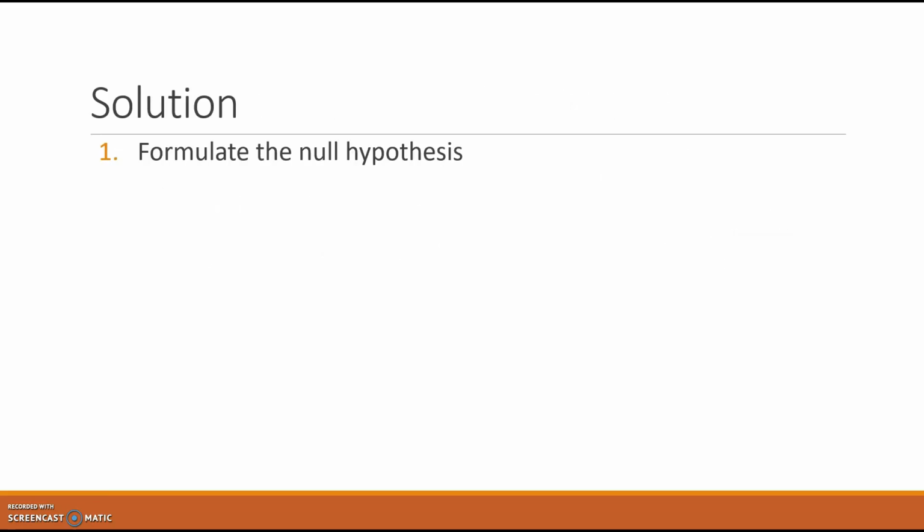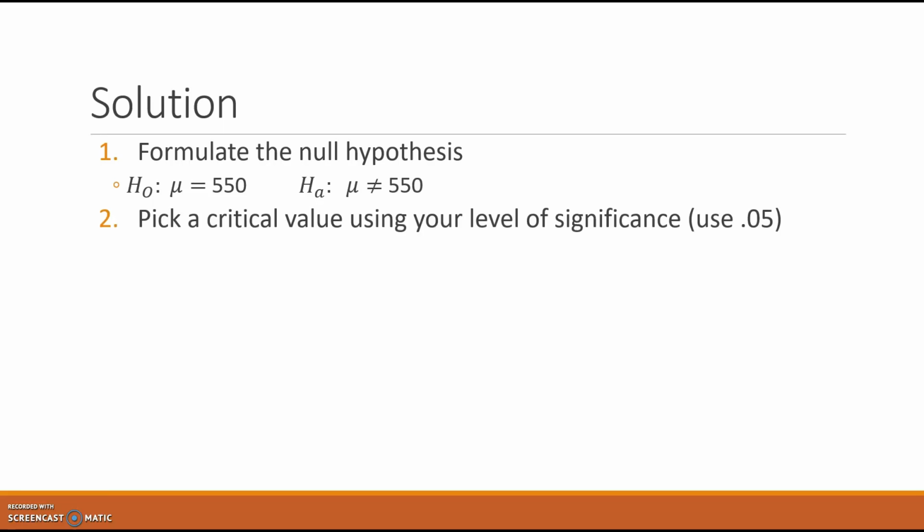Well, okay. First, you do the null hypothesis. So the null hypothesis is that the mean of the sample is the same as the mean of the population. That's what we're talking about. So we're picking a critical value. We're going to use 0.05.